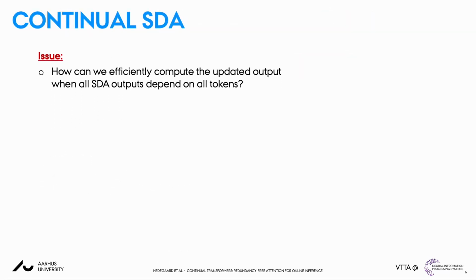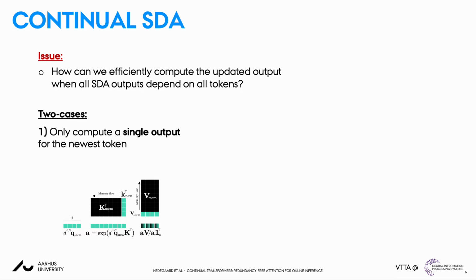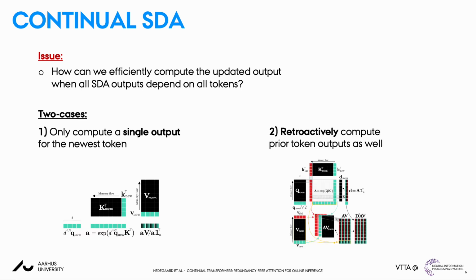We have identified 2 cases of desired behavior for such a continual SDA. First, in the simple case, we could decide to only compute the output for the new token. In the second, more tricky case, we want to compute the prior outputs as well.